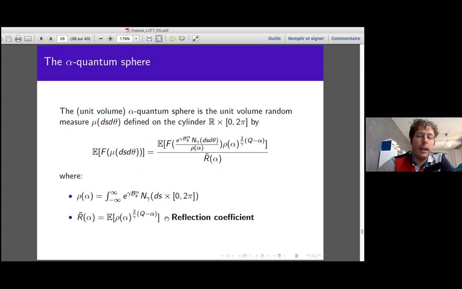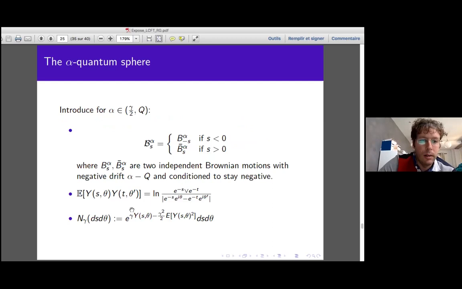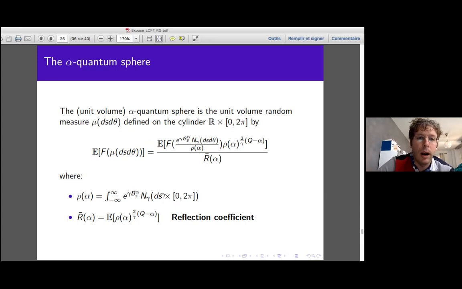Okay, and then I can construct what is called the unit volume alpha quantum sphere. It's the measure defined on the cylinder, so I see my Riemann sphere as the cylinder. And it's the law of my random volume form. It's going to be the exponential of this two-sided drifted Brownian motion conditioned to be negative, plus my lateral noise measure. And to get something of unit volume, I divide by the total mass of my random measure.